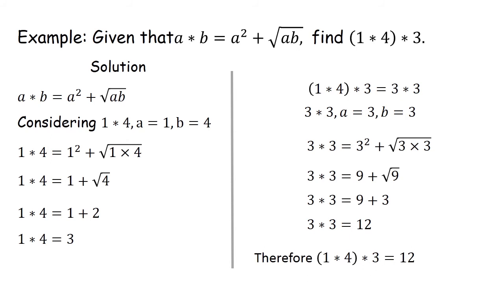So we say, therefore, the bracket 1 star 4 star 3 is equal to 12.